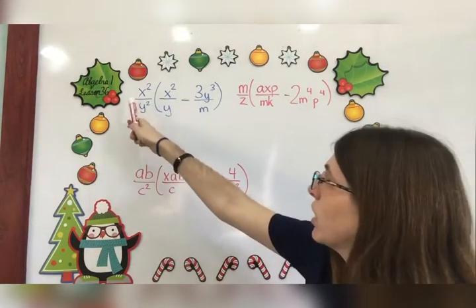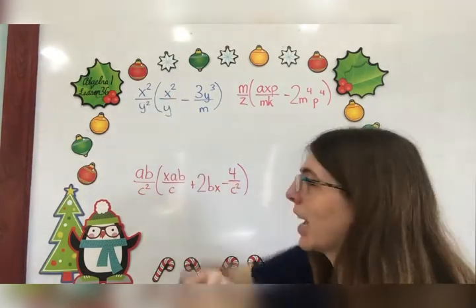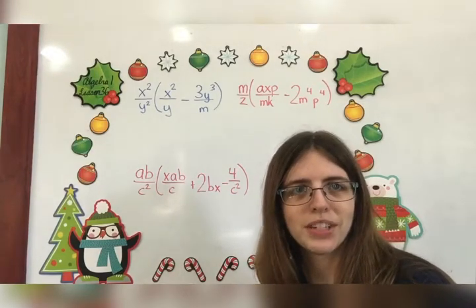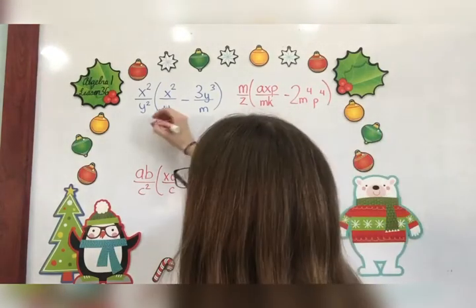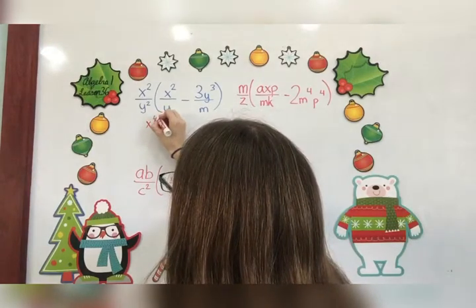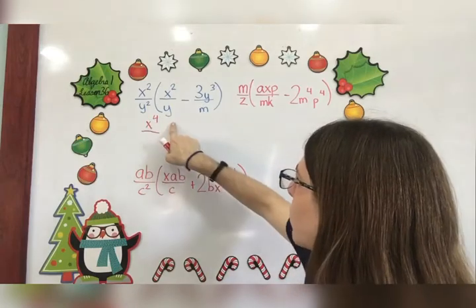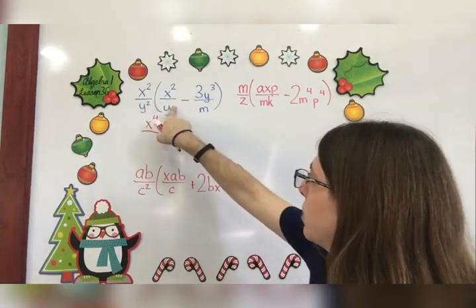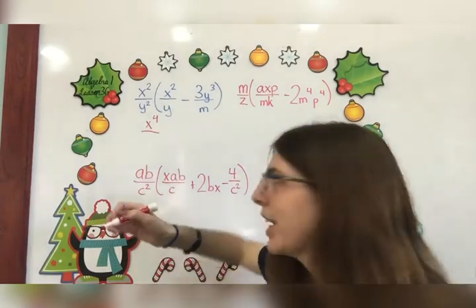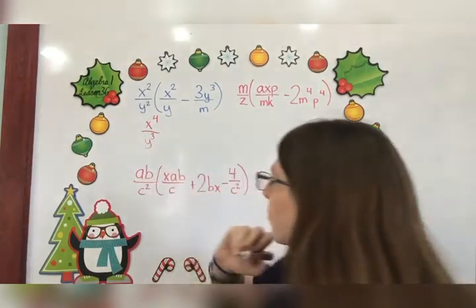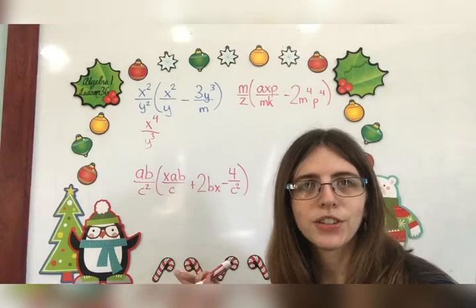So I'm going to start by multiplying x squared times x squared. So I just need to add my exponents, right? 2 plus 2 is 4. So that gives me x to the 4th power in my numerator. Then I have y squared times y, so that's 2 plus 1 is 3. So I have y cubed in my denominator. Okay, that's my first term.